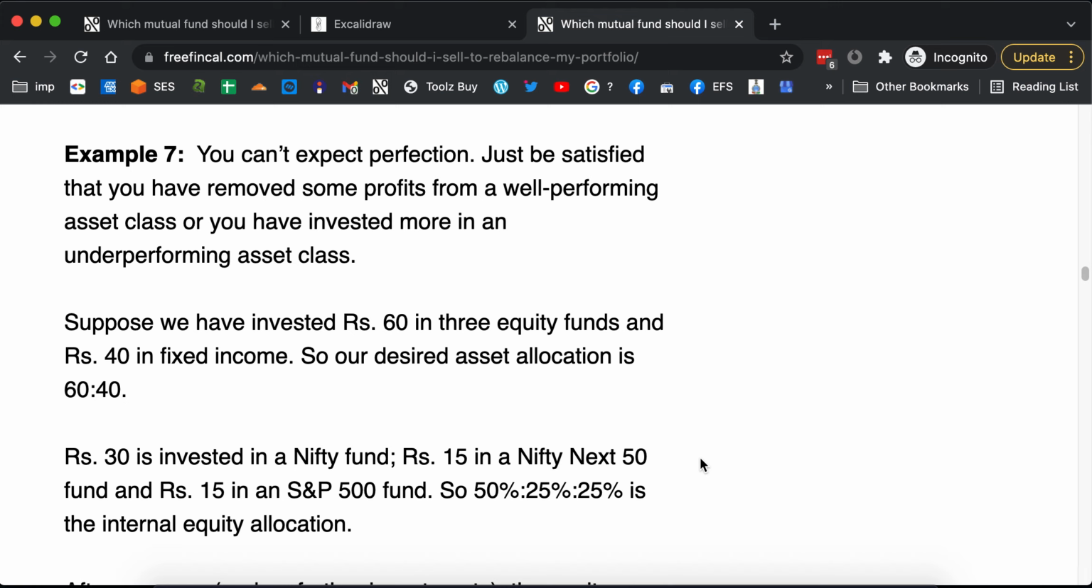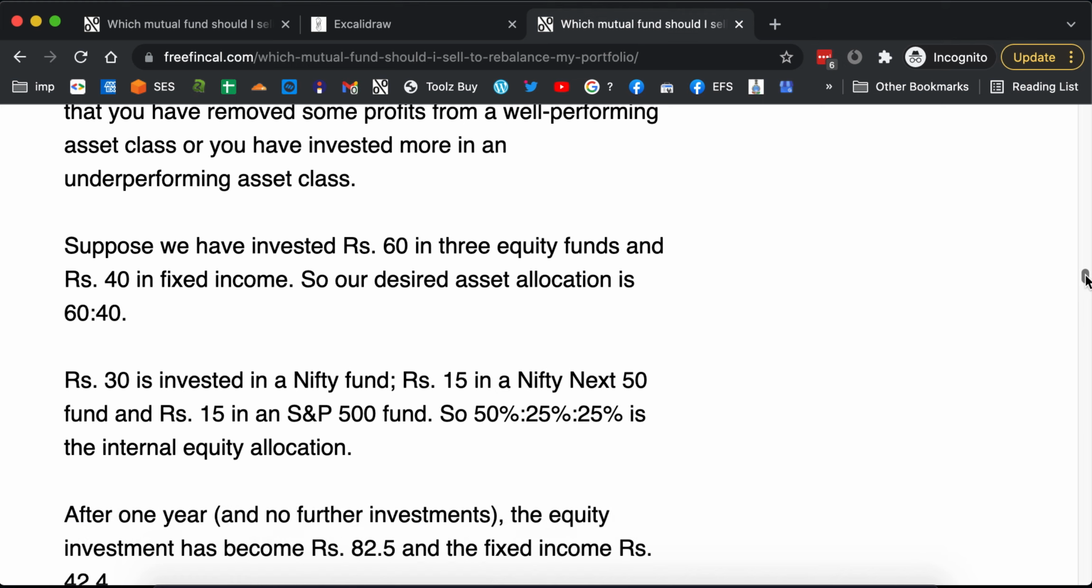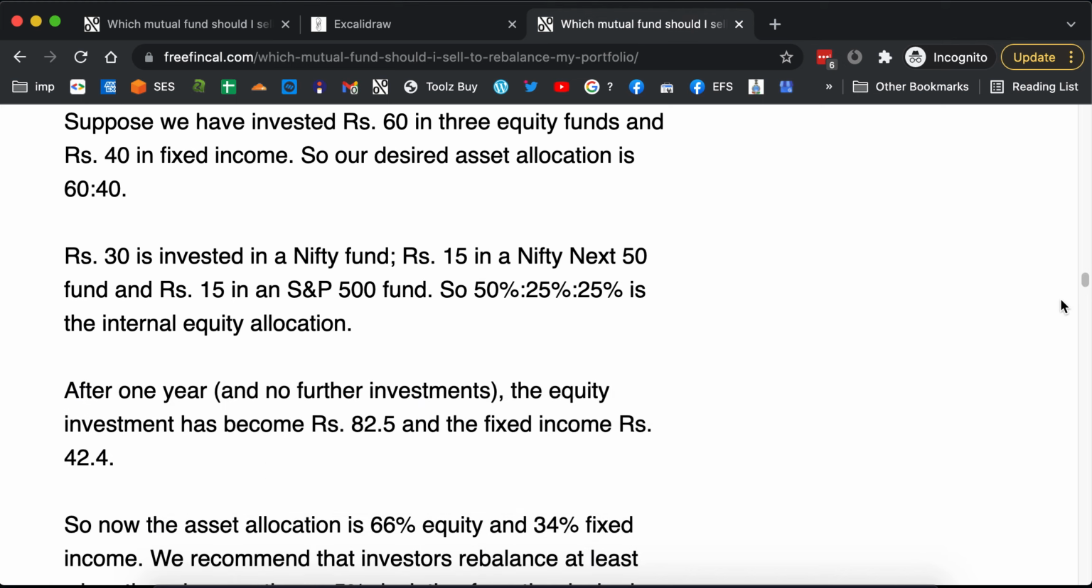So you need to have that courage to do it. You need to have the maturity to pull out money from an asset class or a fund that is performing well, and to shift money into another fund or another asset class that is not performing so well, relatively speaking. So that maturity is necessary for rebalancing. As long as you take care of the overall asset allocation, I don't think the internal mix matters too much.